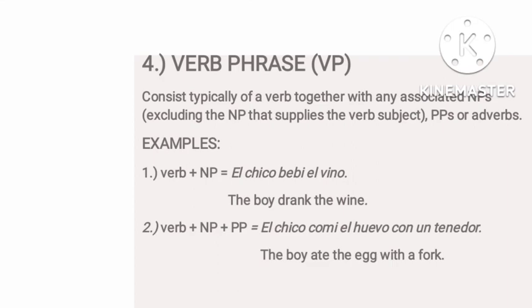The fourth one is the verb phrase or VP. It consists typically of a verb together with an associated NPs, excluding the NP that supplies the verb subject, PPs, or adverbs.